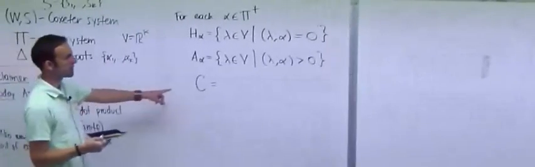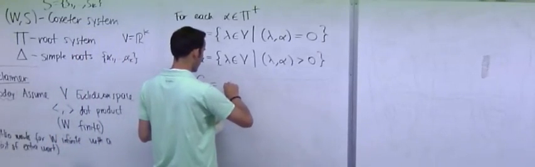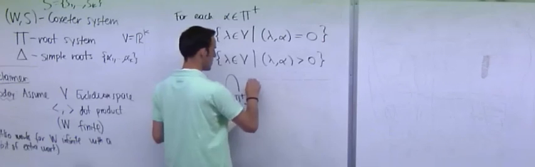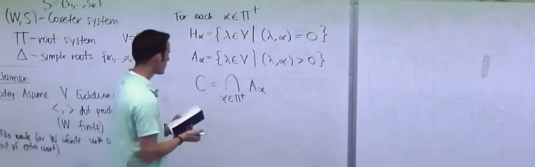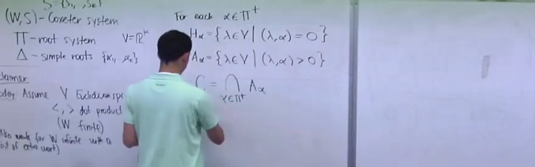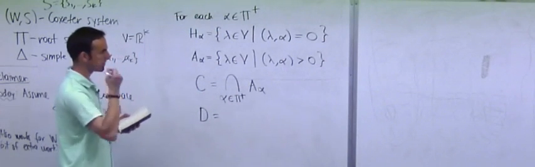So then the next thing I want to do is define C to be the set of points that are on the positive side of every hyperplane. One way of writing this is that you intersect, for each positive root, the positive half space. And then I'm going to define D to be the closure of C.